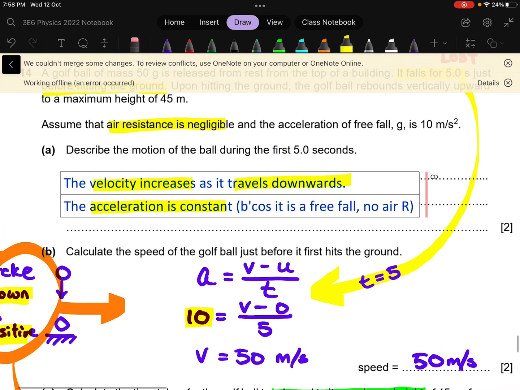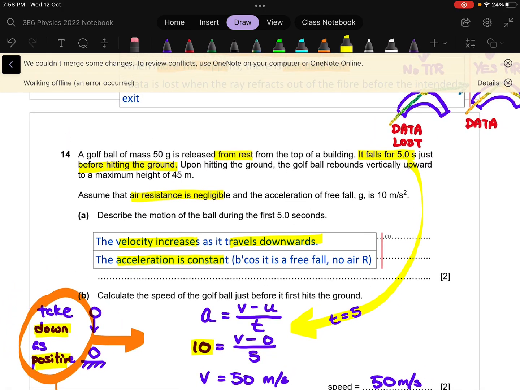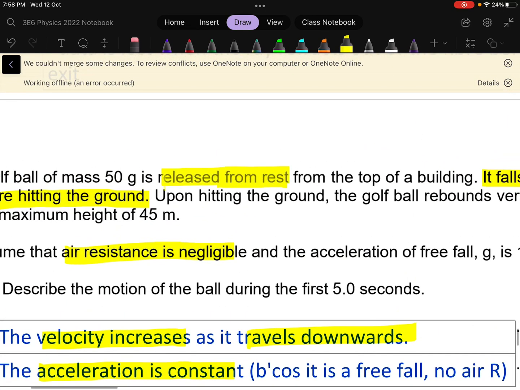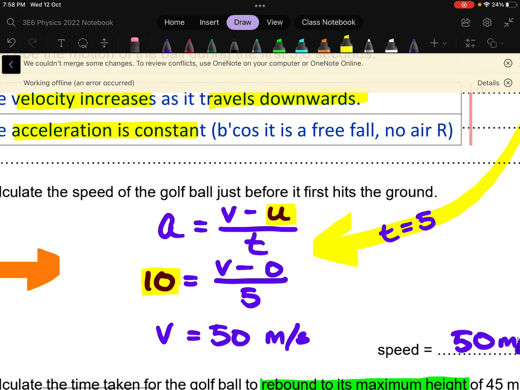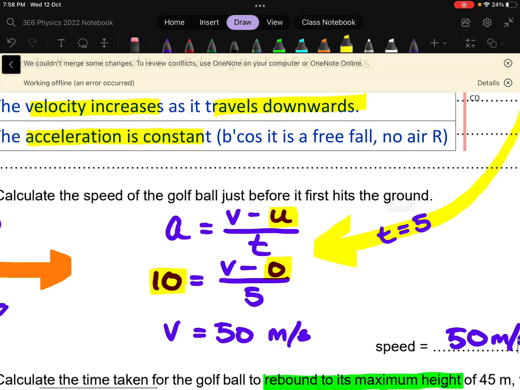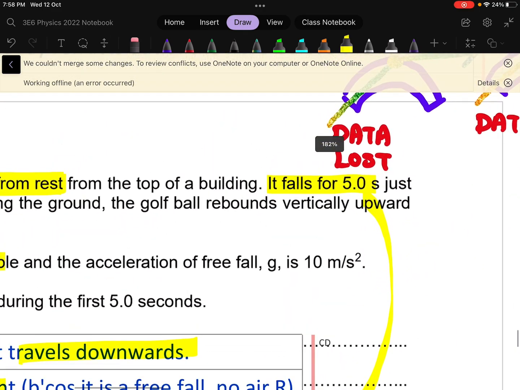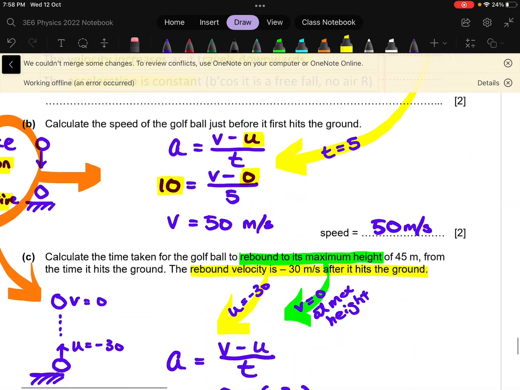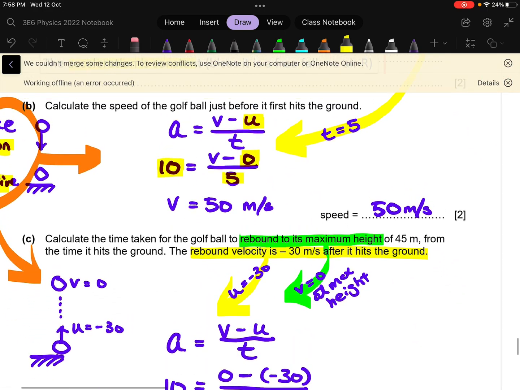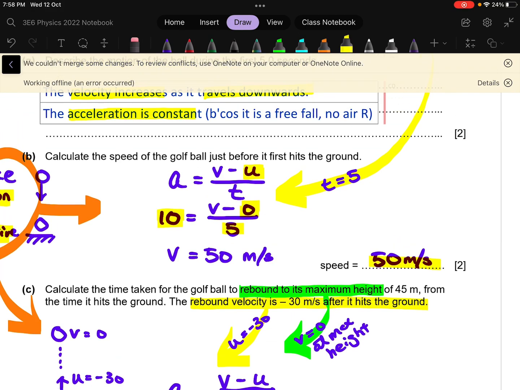You started dropping the ball from rest. So you can see here, you release the ball from rest. So because you release the ball from rest, your initial velocity will be 0. And like I said from the question, it falls for 5.0 seconds before hitting the ground. So you would know that time is 5. So by doing this formula, you are going to get 50 meters per second.